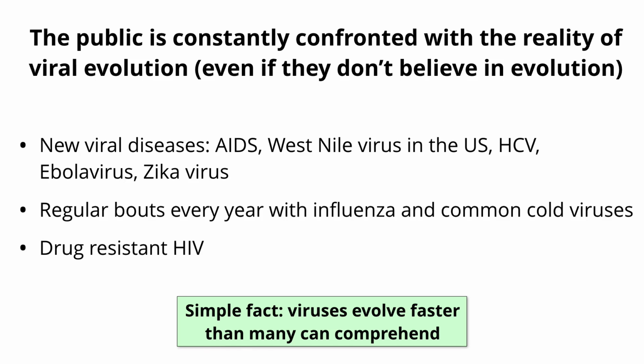But the fact is that new viral diseases are always emerging. We see them every year. We got AIDS, West Nile virus in the US, hepatitis C, Ebola virus. This year it's Zika virus. Next year it'll be something else. We get influenza and common colds every year. We get drug-resistant viruses. This is all evolution. Viruses evolve faster than many people can really understand. And even if you don't believe in evolution, it's staring you right in the face. You get a virus infection, that's evolution.